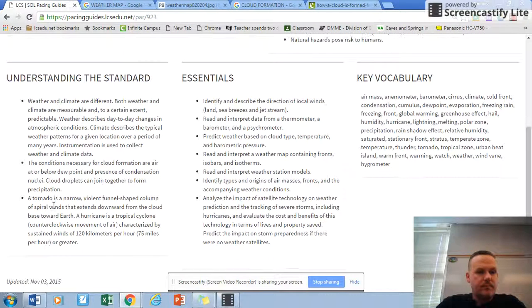All right. A tornado is a violent funnel-shaped column of spiral winds. And the strongest, right here, is a hurricane compared to a tornado. Well, a tornado is a violent cyclone, and it spins in a counterclockwise movement. Actually, both of them do. Hurricanes and tornadoes both do. The most powerful storm on the planet is a hurricane, though. Hurricanes for the East Coast, or that affect America, primarily originate on the west coast of Africa.